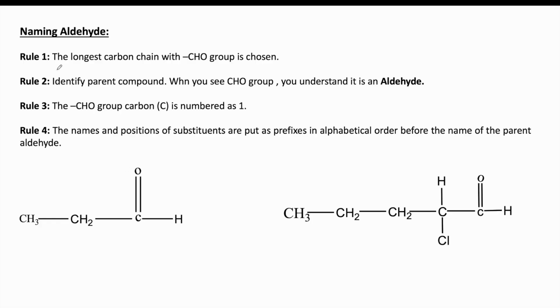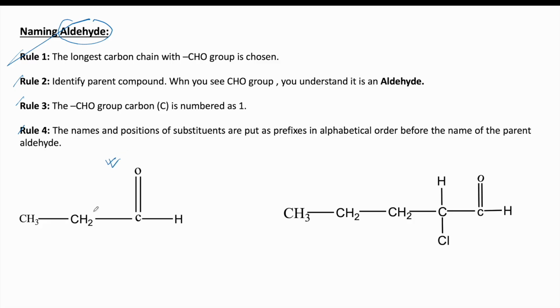So today we are going to watch naming aldehyde. Just like before, we have four simple rules to name aldehyde. Rule number one tells us the longest carbon chain with CHO group is chosen. So let us see with the first example.